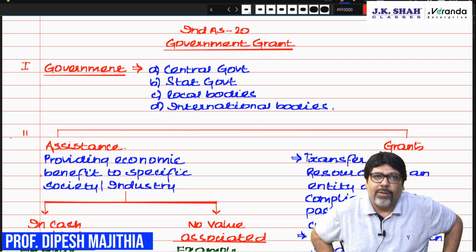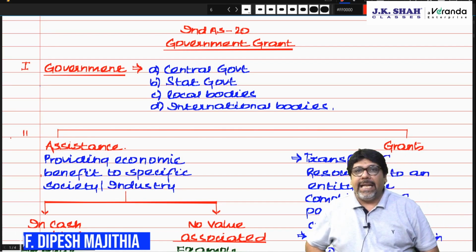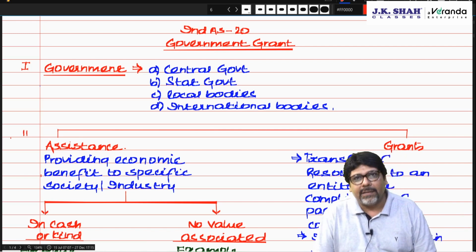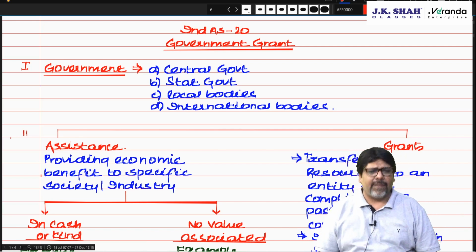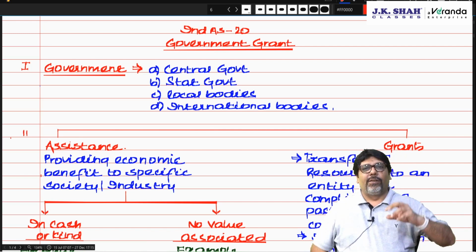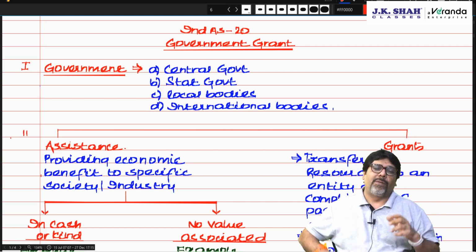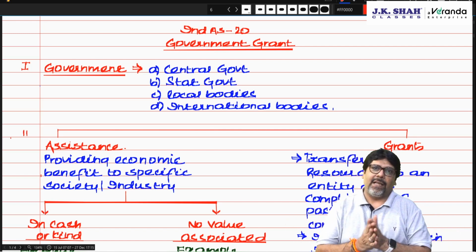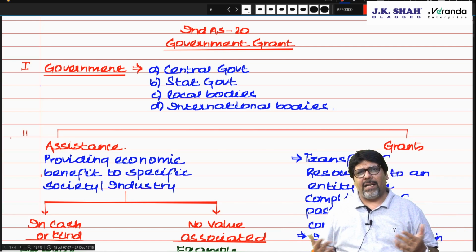So, today we are going to do Ind AS 20 government grants. This Ind AS was there in your inter also. It's a very simple AS. So, government grant. We'll first understand the meaning of government grant, types of grant, and their accounting.